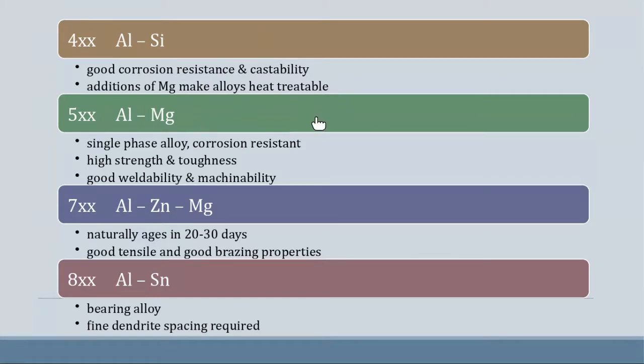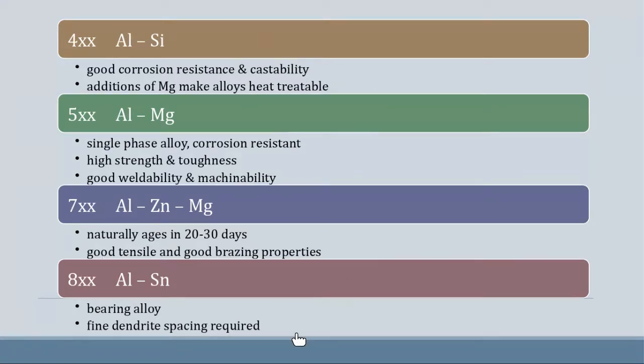A 500 series is aluminum and magnesium. Once again, single phase alloy, corrosion resistant, high strength and toughness. It's good for weldability and machinability purposes. Then you have your 700 series aluminum alloy. This is the one that has the zinc addition to it. It naturally ages, so you're able to get your precipitation hardened secondary phase particles for strength in 20 to 30 days. Good tensile, good brazing properties.